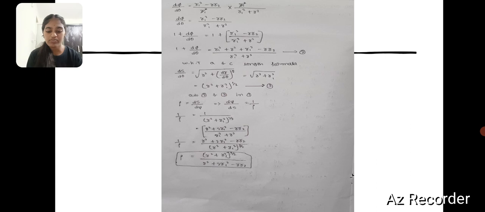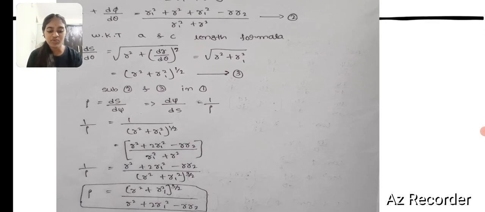Add 1 on both sides. 1 plus d phi by d theta is equal to 1 plus (r1 square minus r into r2) divided by (r1 square plus r square). Next step, 1 plus d phi by d theta is equal to (r1 square plus r square plus r1 square minus r into r2) divided by (r1 square plus r square).